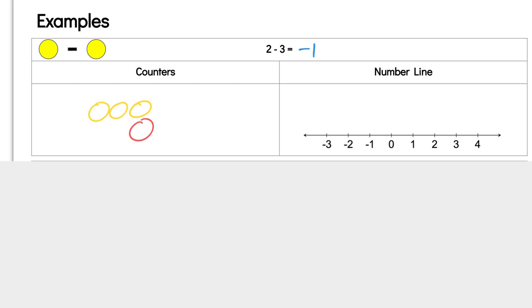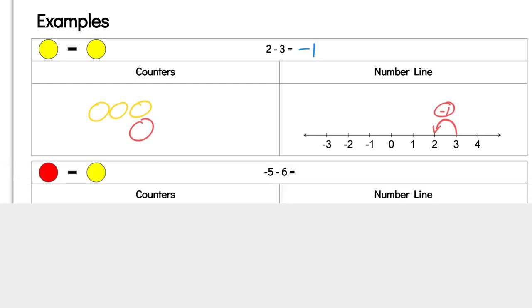Let's see if it makes sense on the number line. So if I start at 3, what would I have to add to 3 to get to 2? Well, I would add a -1. And my answer is right here. I would have to add a -1. Let's take a look at another example.